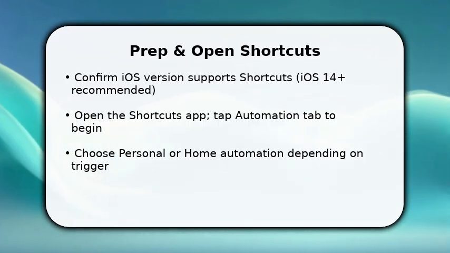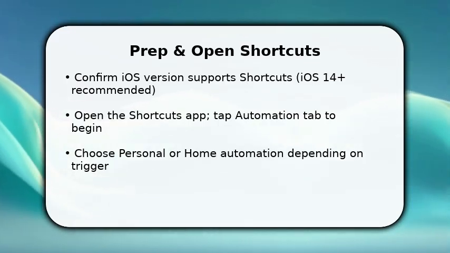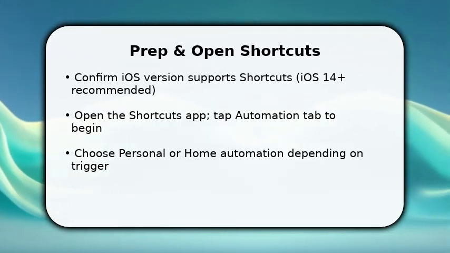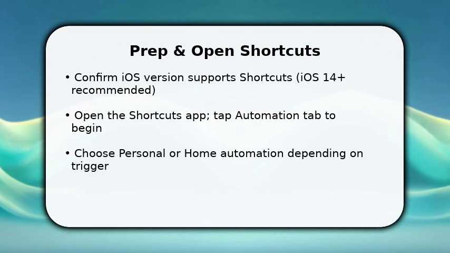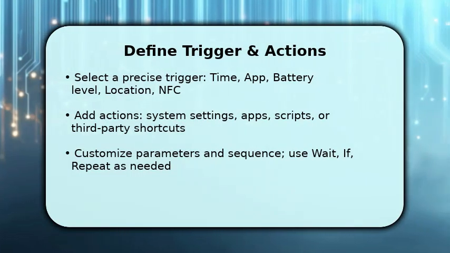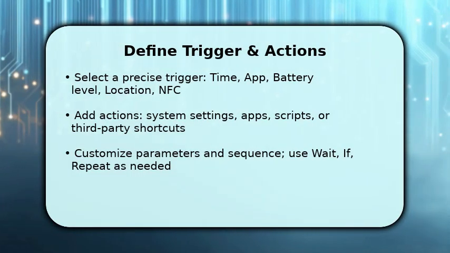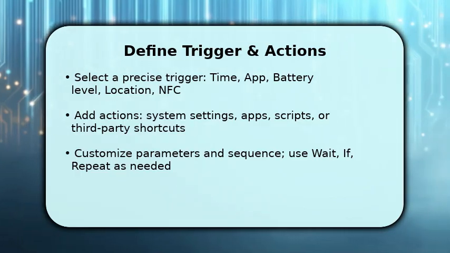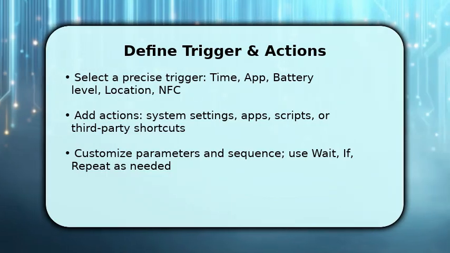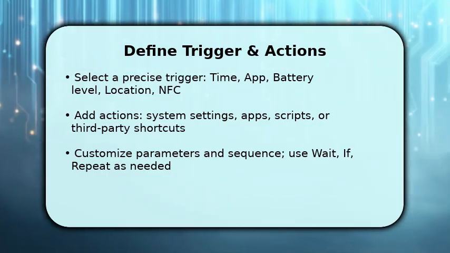Once done, tap the plus to create a new automation and select a trigger category like time of day, app, or NFC. This first choice defines how the automation will launch. You now pick the exact trigger and fine-tune it. Specificity prevents false runs. For example, choose app opens for a single app or battery level drops below 20% to save power. This determines when the chain starts.